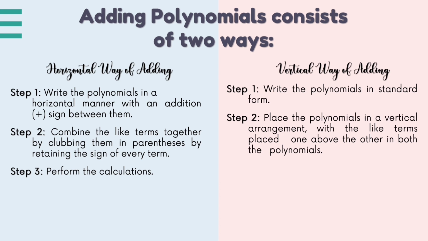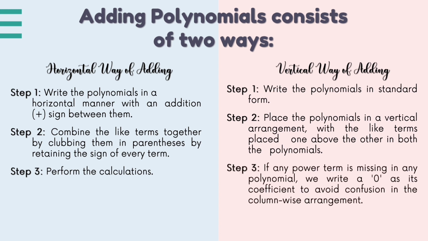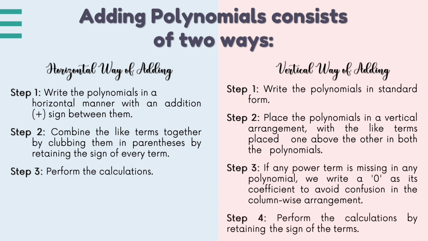The third step is if any power term is missing in any polynomial, we write 0 as its coefficient to avoid confusion in the column-wise arrangement. And the last step is to perform the calculations by retaining the sign of the terms. So let us further explain these two ways of adding polynomials through an example.